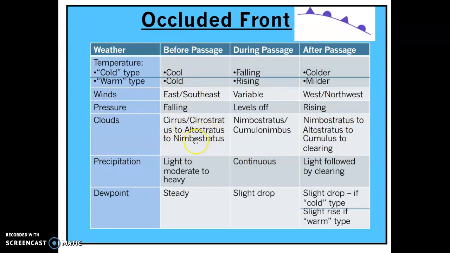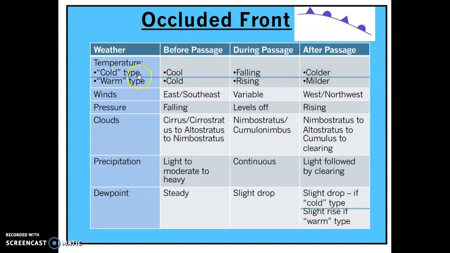Before passage, they're dealing with cirrus clouds, the warm front clouds, the stratus clouds. During passage, you're getting the clouds from the cold front, the nimbostratus, and cumulonimbus. So that's a combination of both fronts. And then after, you're again dealing with the clouds after associated with a cold front and with a warm front, and it ends up clearing.